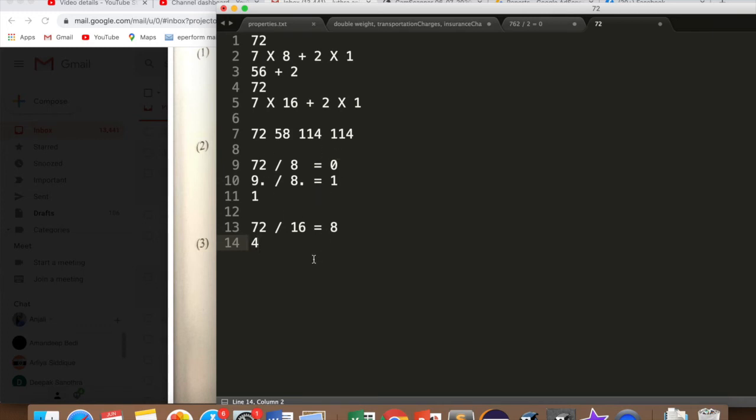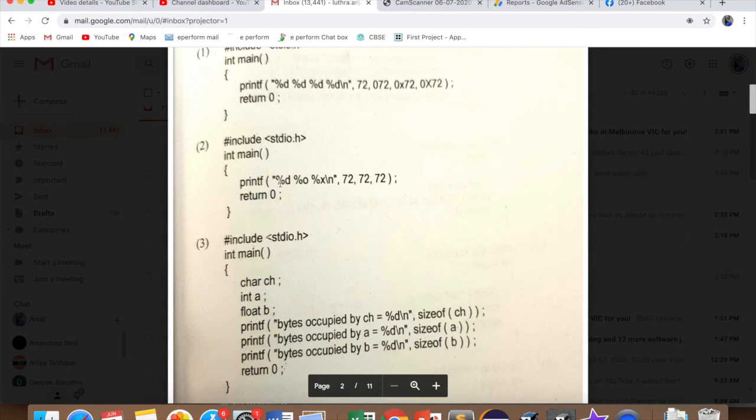So the output of this question is going to be 72, which is printed at the decimal place. Then you get 110 and then you get 48. So that's how I get the result. So this is how we get the octal and hexadecimal equivalent of the values.